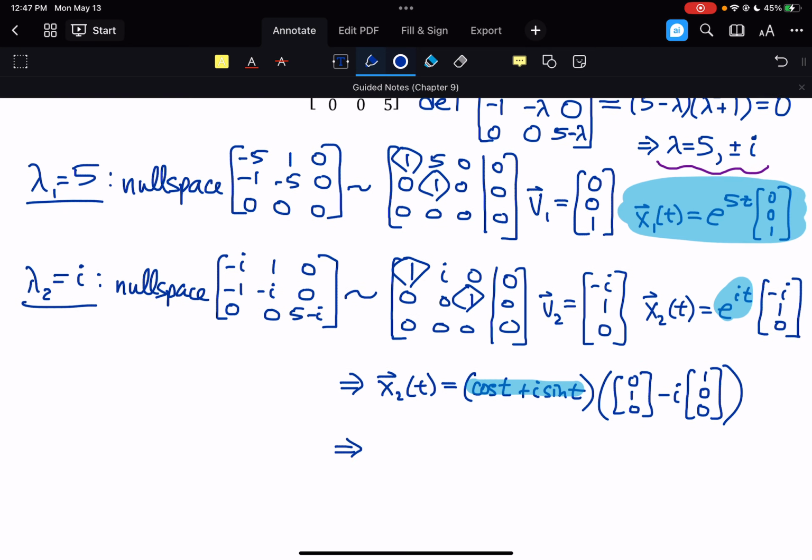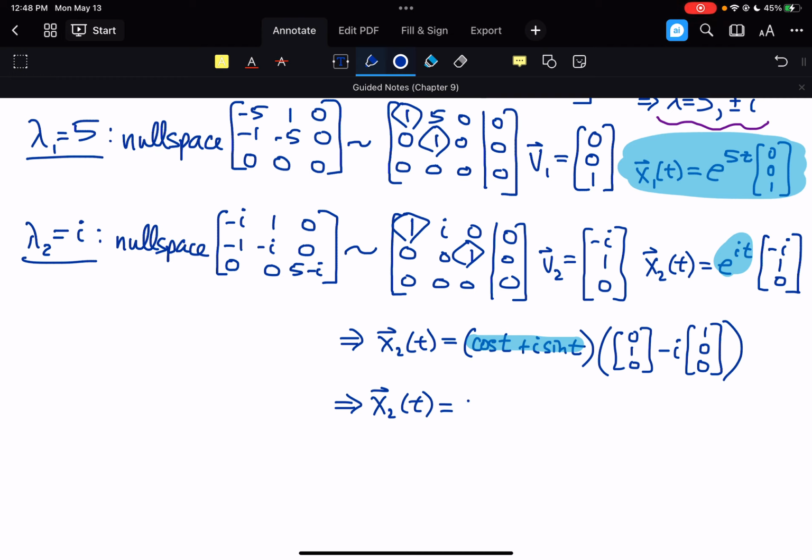Now if we regroup, if we basically just FOIL this out, right, first, outer, inner, last, distribute everything, you'll get some terms picking up i's, some terms canceling i's. But when all is said and done, we end up with cosine of t, 0, 1, 0, plus sine of t, 1, 0, 0. That's because we multiplied these two. We have an i and a negative i. i times i is negative 1, so that makes it a positive. So we're just left with sine times the vector.